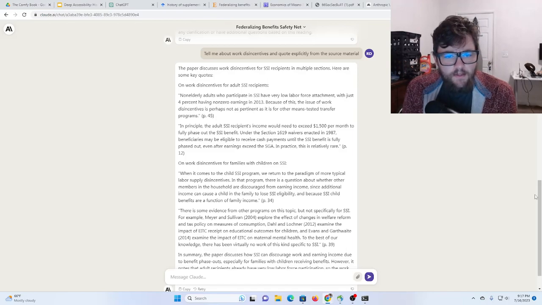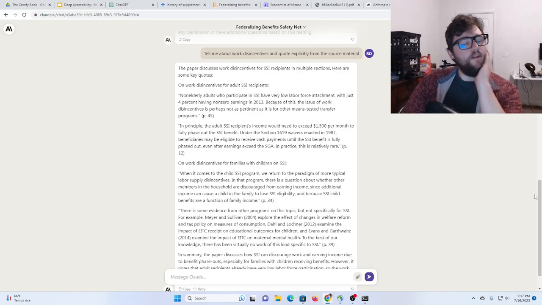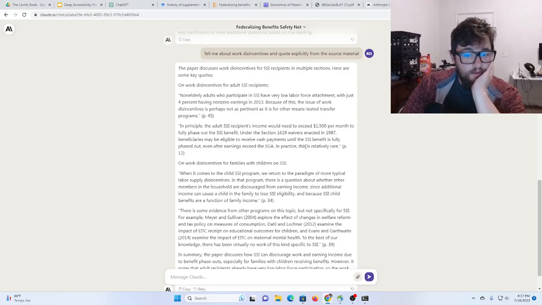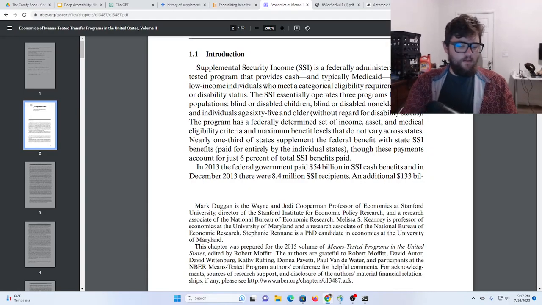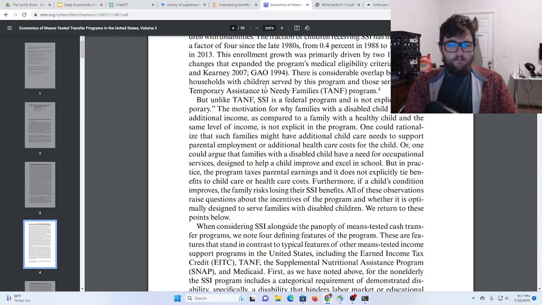SSI recipients' income would need to exceed $1,500 per month to fully phase out the SSI benefit. And then, of course, it gets complicated. Even after earnings exceeded the SGA, so substantial gainful activity, in practice, this is relatively rare. Okay, that's an interesting point right there. Actually, I'm curious if that's on page 12. So it says, in practice, this is relatively rare. Is this actually page 12?